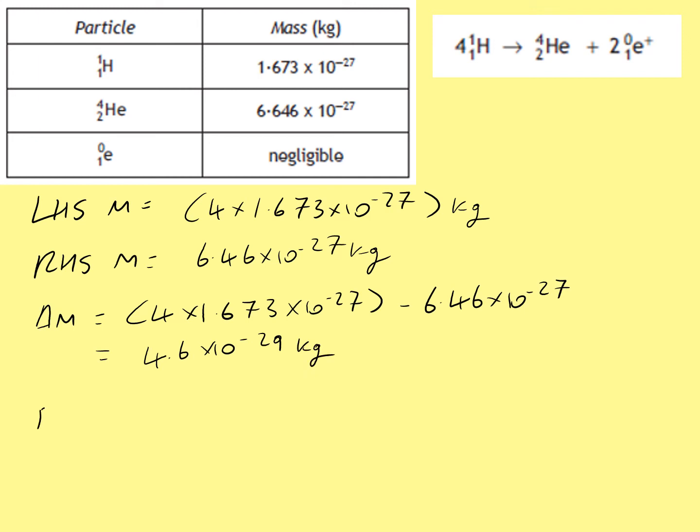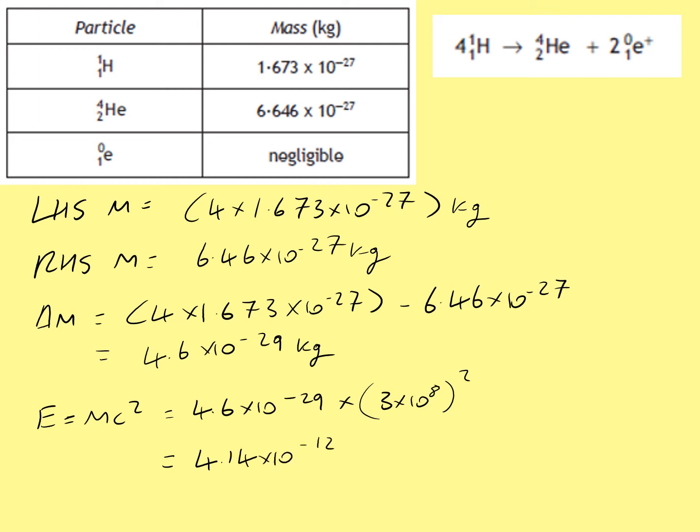You're then going to apply the equation. E is equal to mc squared, which is equal to 4.6 times 10 to the negative 29 multiplied by 3 times 10 to the 8 squared. Remember, we're only squaring the c term. We're not squaring both the m and the c. Put that together, you end up with 4.14 times 10 to the negative 12 joules. We would also accept 4.1 times 10 to the negative 12 joules. That's absolutely fine.